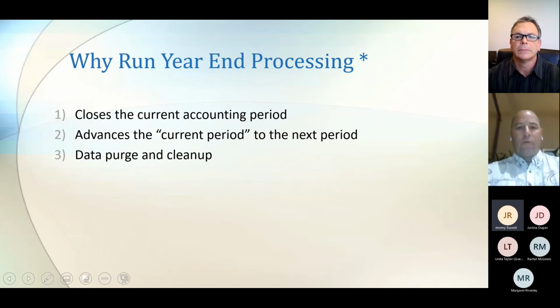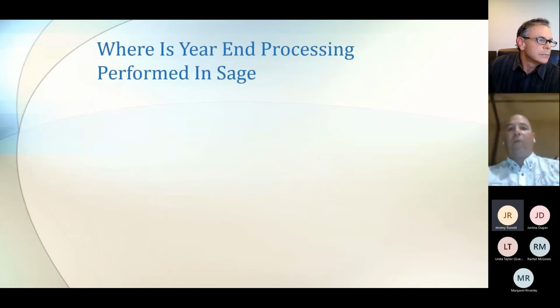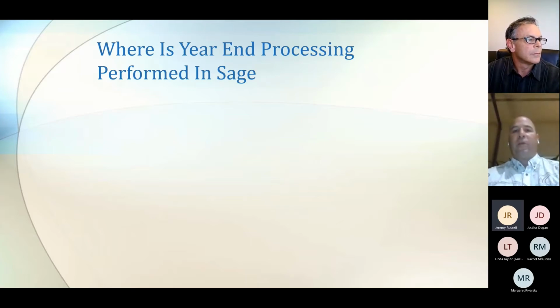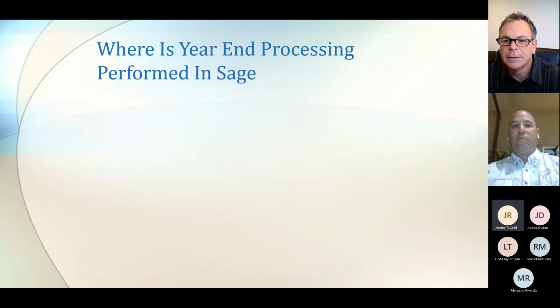So let's go to the next question. Can you talk about where to run that process within Sage? You certainly talked about where they can find data out about what it does, but can you talk about where it's happening that they would close processing for the year?